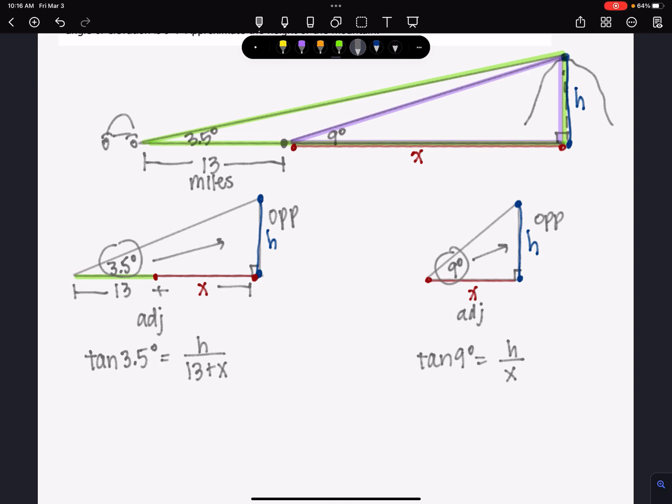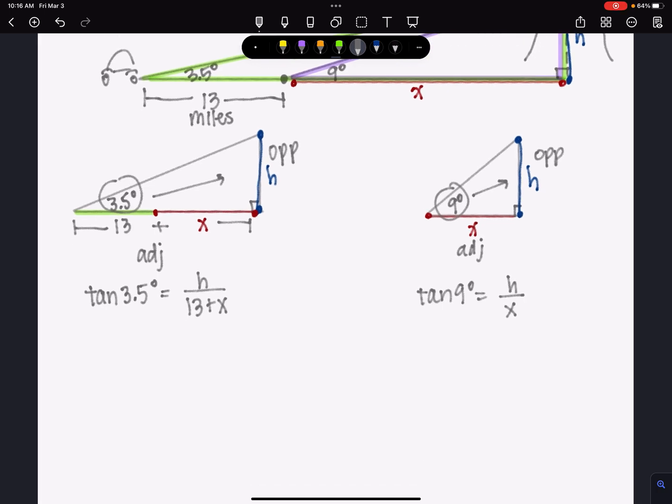Now I'm going to consider these two equations together. They both have this h, so I'm going to solve them both for h. h is equal to, in this case, 13 plus x times the tangent of 3.5 degrees. And the tangent of 3.5 degrees is just some decimal number. The one on the right, I've got h equals x times the tangent of 9 degrees.